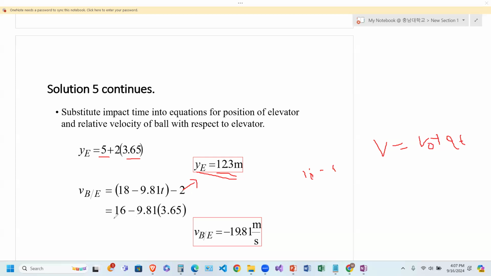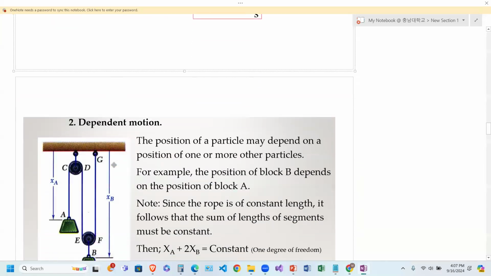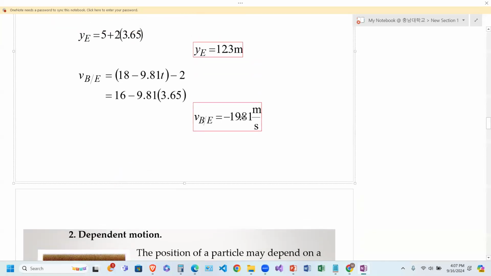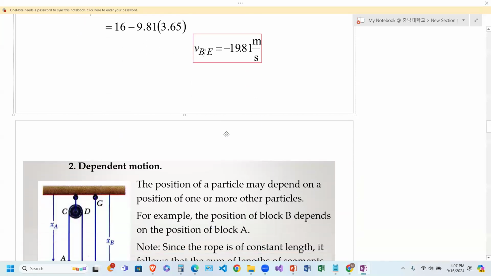So the velocity by which the ball is moving, you just substitute in here. You realize that the relative velocity will be negative, meaning it is moving upwards, because now the elevator was moving more than the ball. So the relative velocity is 19.81 meters per second, meaning it was moving upwards. We conclude that our relative velocity was 19.81, moving upwards.